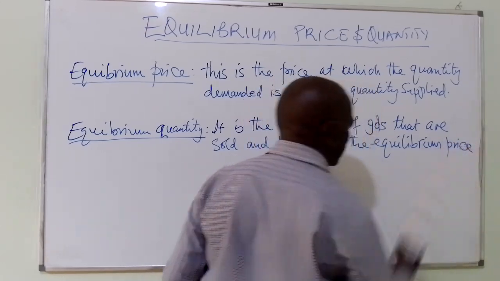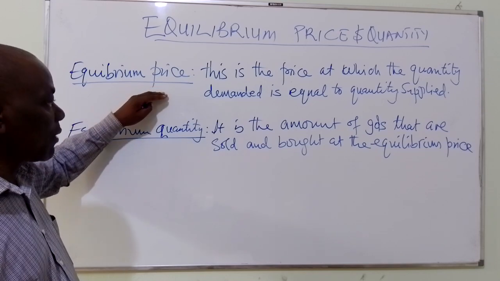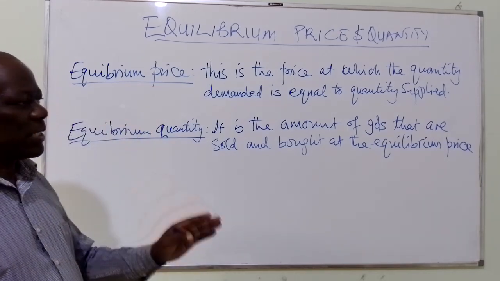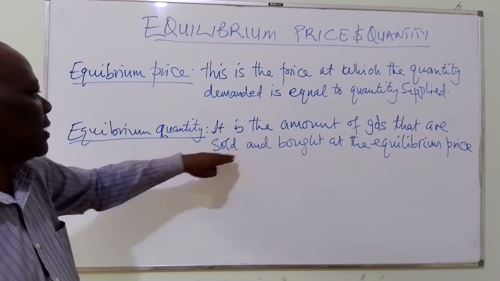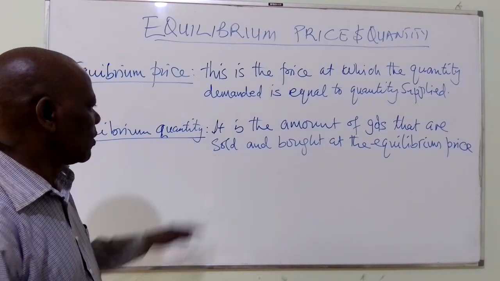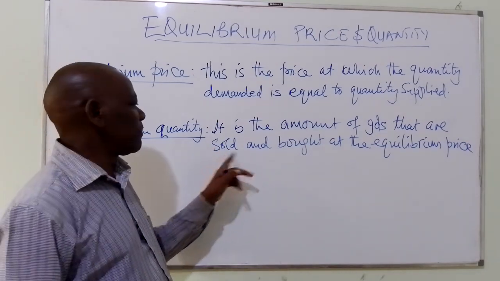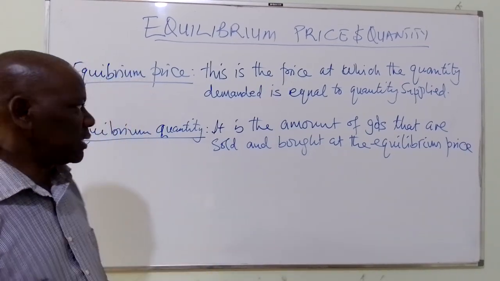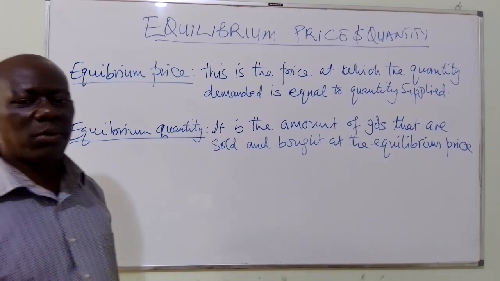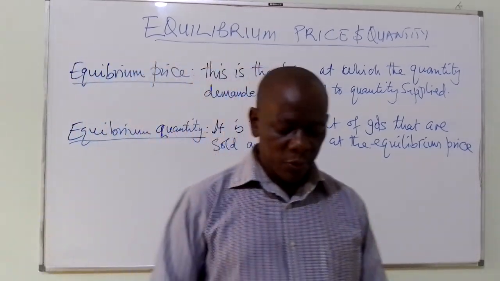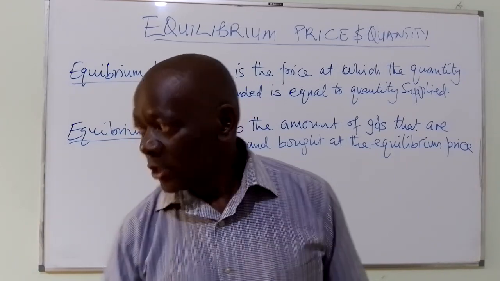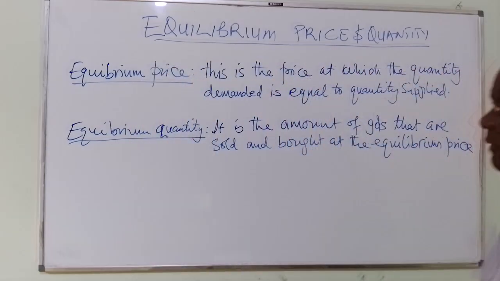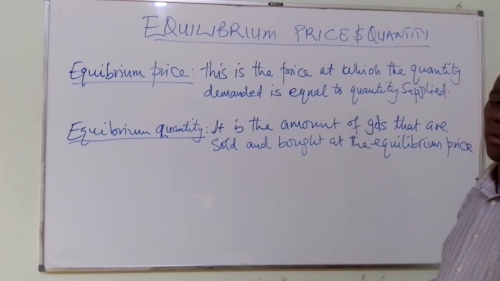At the equilibrium price. So we have established the equilibrium price. That price, the quantity that is demanded and that is sold and that is bought. When you say sold, that is produced, and what is bought is the demand. So where these two meet at that price is what we call the equilibrium quantity. So it is very, very important to know these definitions, because if you don't know them, you will not establish that point on a diagram.